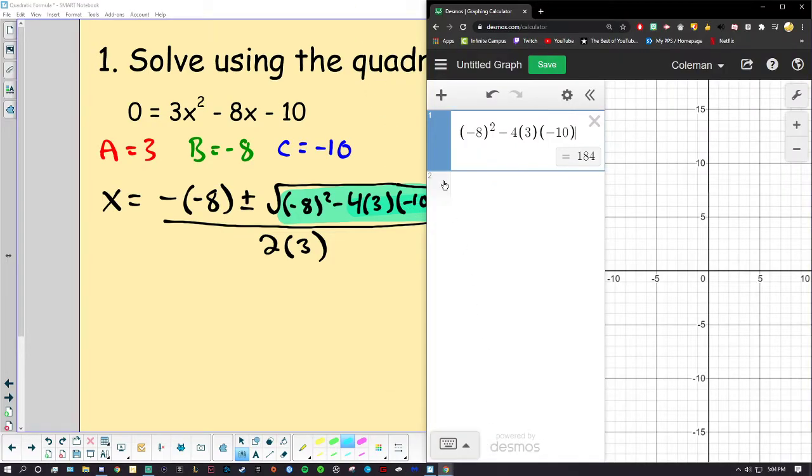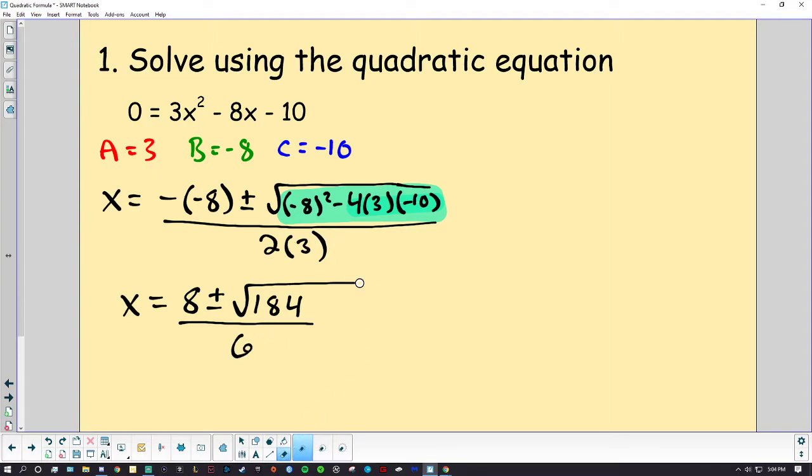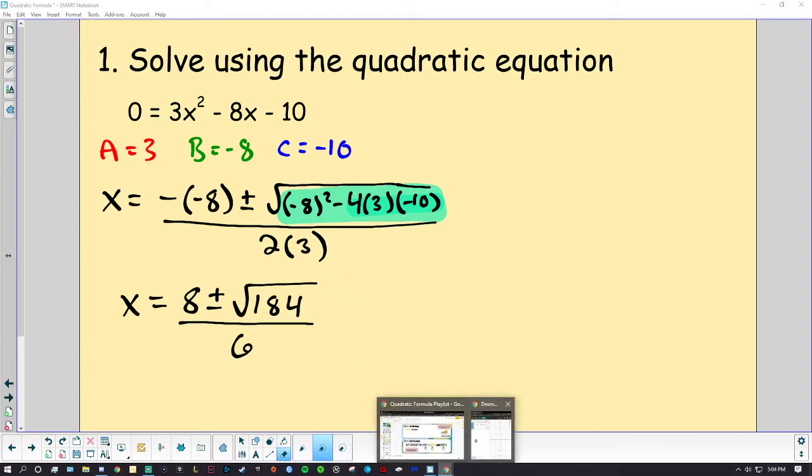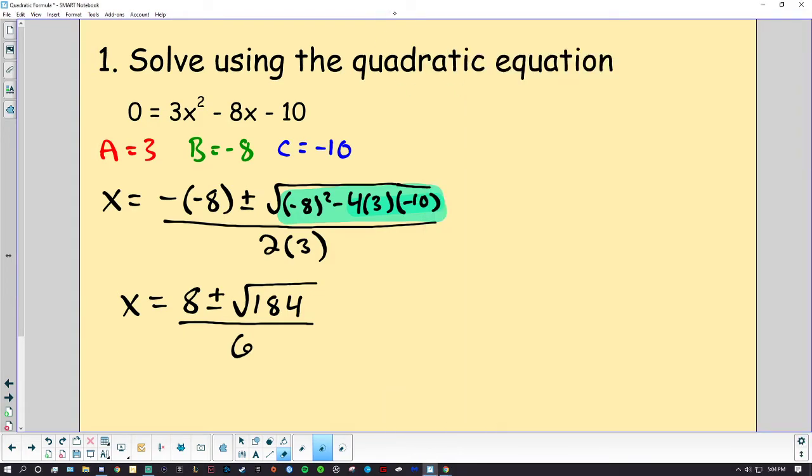184. So we have x equals negative times negative 8, positive 8, plus or minus the square root of 184 all over 2 times 3, which is 6. I got 184 when I plugged it in. All right, so we've plugged everything in. We've simplified. What are our next steps?